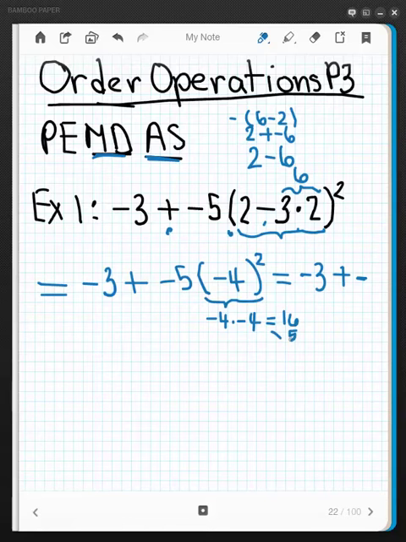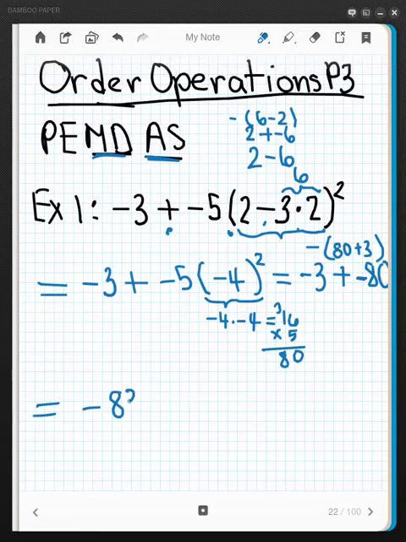And if I want to, I can do the multiplication right here. 5 times 6 is 30, carry the 3. 5 plus 3 is 8. So that's a negative 80. And now I just have integer addition. These are both the same signs. So I'm going to be adding these two numbers together, and I'm going to be keeping their common sign. So when all is said and done, my final answer will be a negative 83. And that completes our first problem.